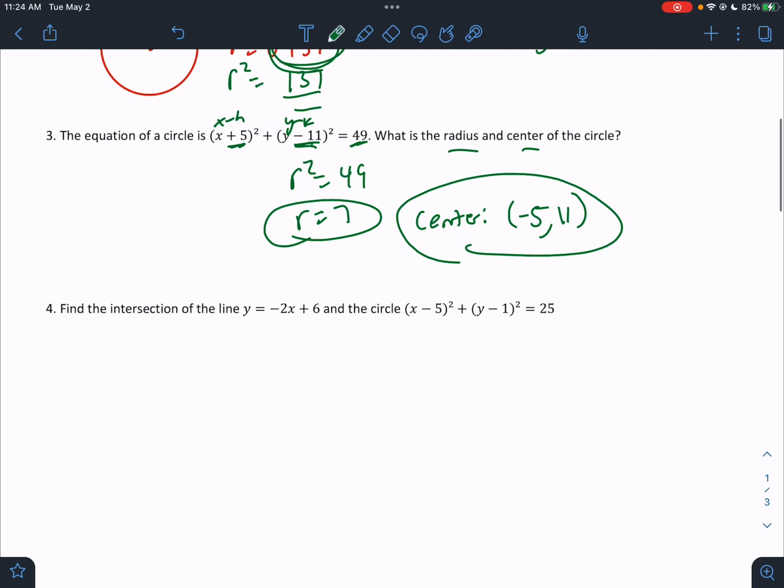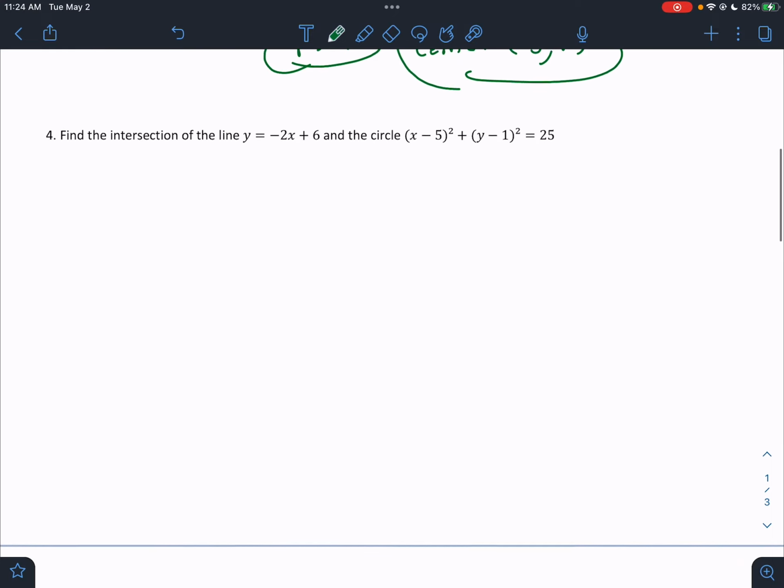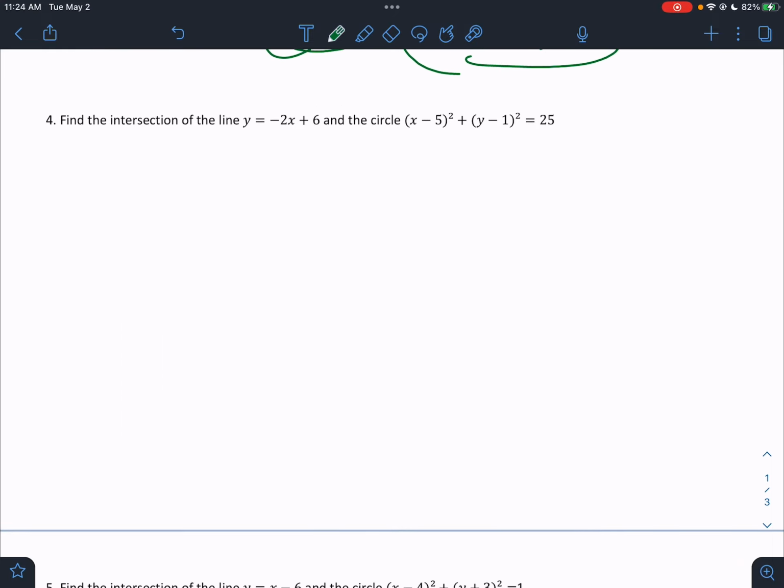And now we're to the fun stuff. I'm going to do 2 of these. I hope that you give it your best shot. There is something that we need to know before we do it.